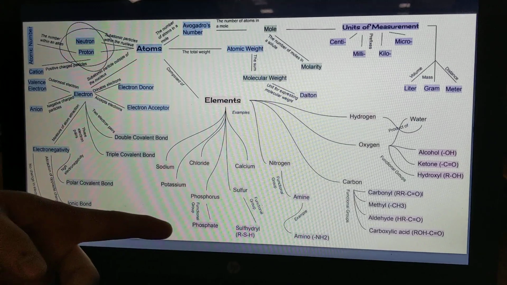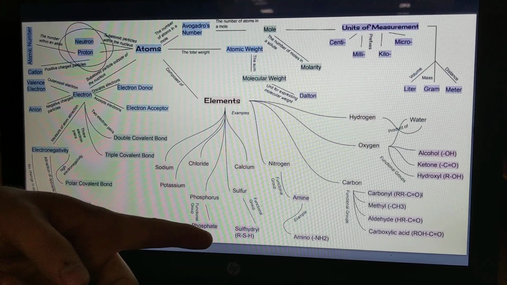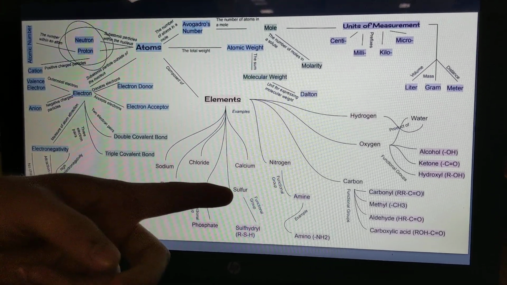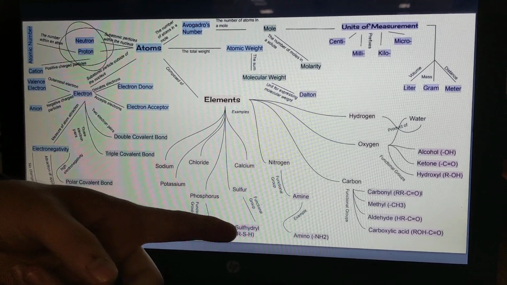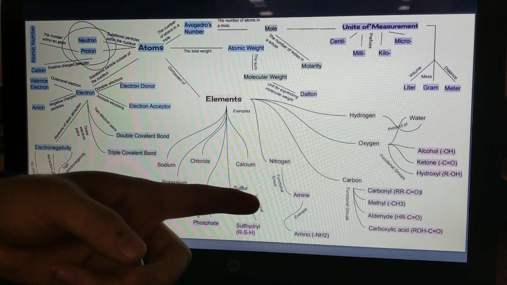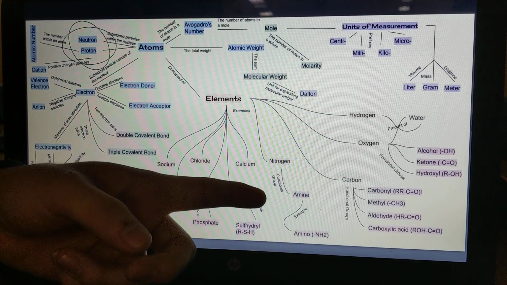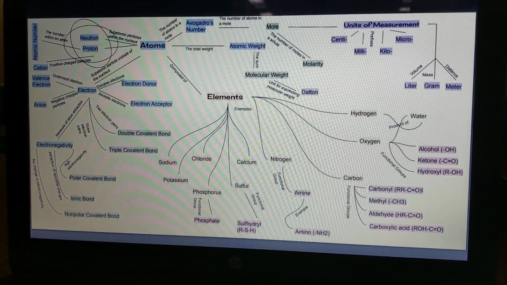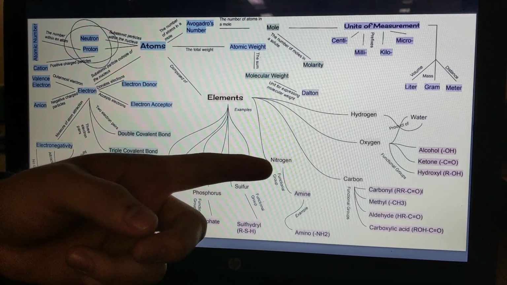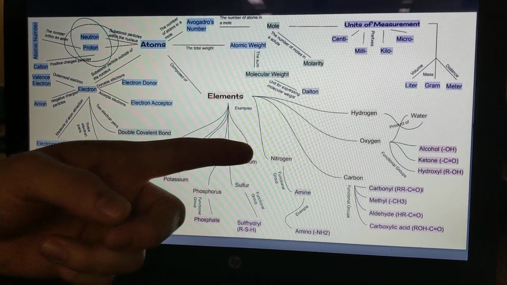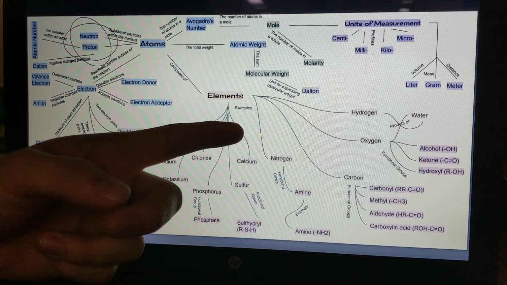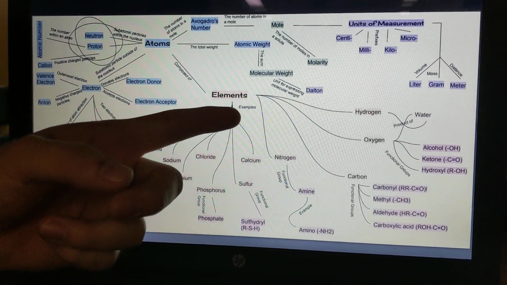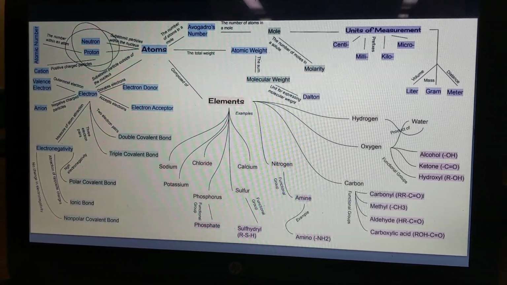So phosphorus has phosphate, sulfur has sulfhydryl, nitrogen has amine, and an example of an amine is an amino. Carbon has functional groups of carbonyl, methyl, aldehyde, carboxyl acid. Oxygen has functional groups of alcohol, ketone, hydroxyl, and product of water. Hydrogen and oxygen is product of water.